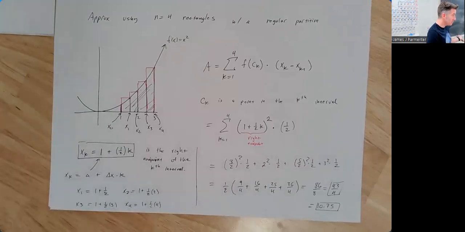Definitely an overestimate, right? Our rectangles definitely have more area than the actual area under the curve. So the question now is, how do we make our estimate better? And the answer really is use more rectangles.